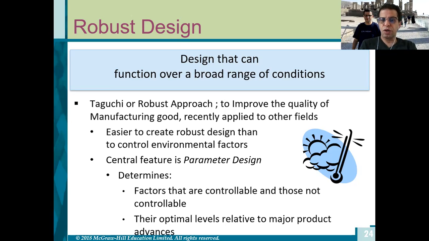It is easier to create a robust design than to control the environmental factors. So we need tires that are good for winter and good for summer. It's easier to produce that than to make sure the car is always driven in the summer. The center of the features is parameter design. Once again, you need to determine the parameters, the factors that are controllable and those not controllable, and their optimal levels relative to a major product advance, that we need to take a look at before we produce them.